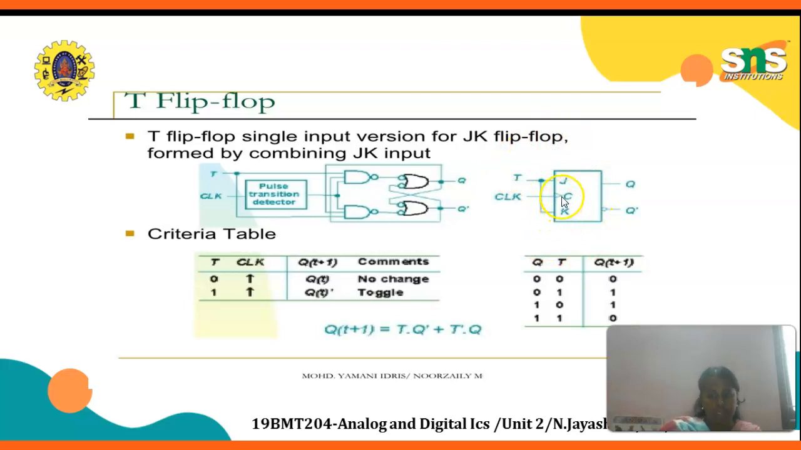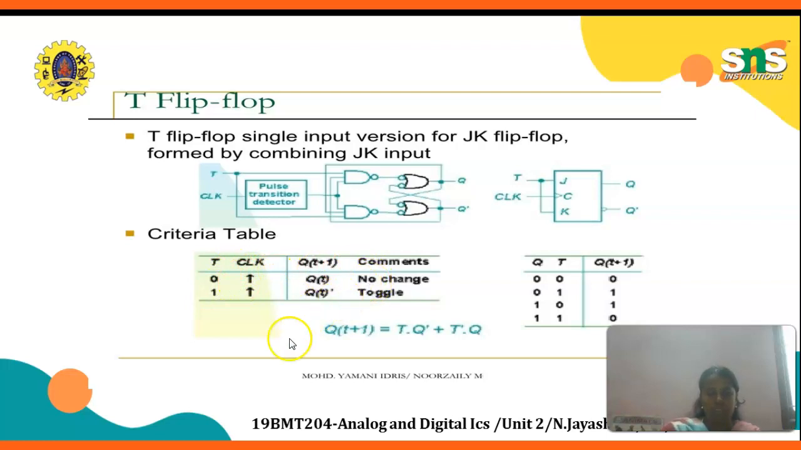J and K are merged together to form the T flip-flop. Here there is only one input T, and Q and Q bar are the two outputs, right? In the JK flip-flop we already saw that the clock input matters, like when many channels are being received but we select only the particular channel we want to hear. Similarly here, we have T and the clock, and Q of t plus 1. If T equal to 0, the output is no change. If T equal to 1, the output will toggle.